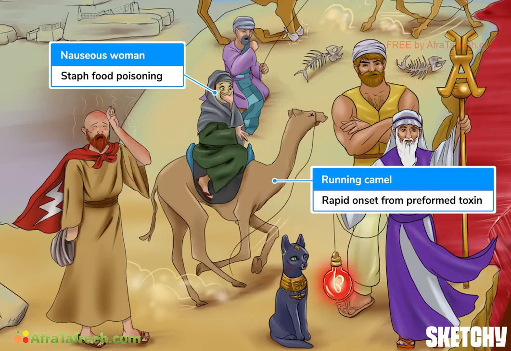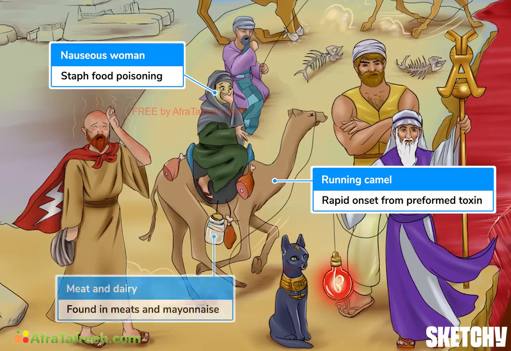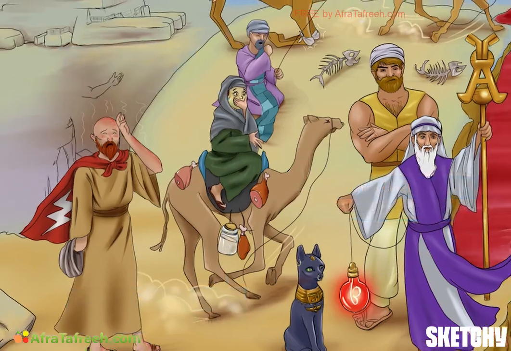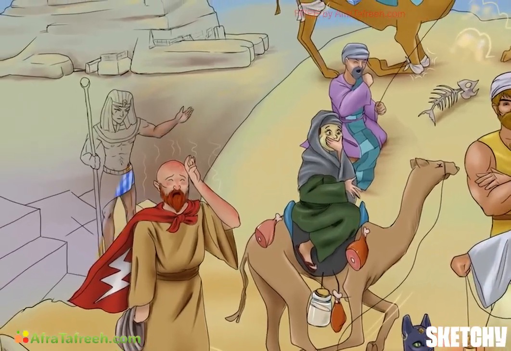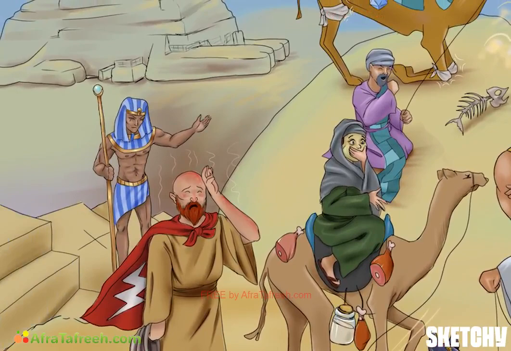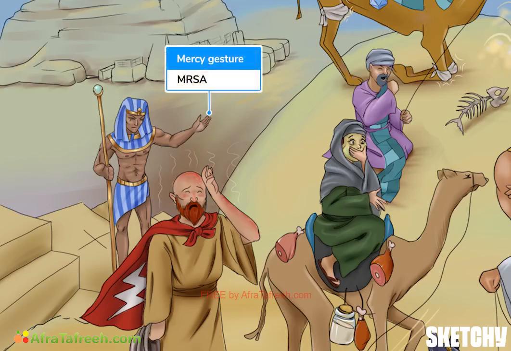The food poisoning comes from meats and cream-based foods like mayonnaise or custards that are left out for too long. So we'll draw some meats and what looks like to be a jar of mayonnaise, which clearly are without adequate refrigeration. So now this next part may not be biblically accurate, but in our story, the Pharaoh comes out, raises his hand, and shows the Israelites mercy. This gesture of mercy will stand for MRSA, or methicillin-resistant Staph aureus.